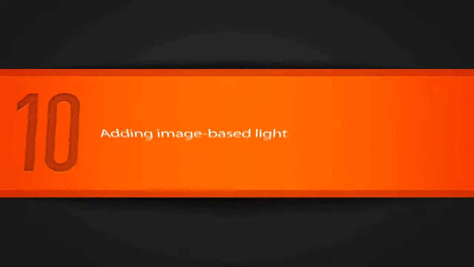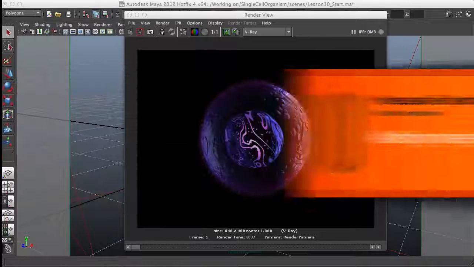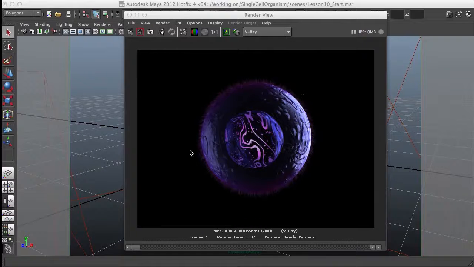In this lesson, we will create a dome light to add some fill light and reflections to the cell using image-based lighting. In the previous lesson, we added two lights to the scene, one on the top right corner and the other one on the bottom left corner. And as you can see, this added a really nice effect and brought up the really nice bump map that we added for the cell membrane.